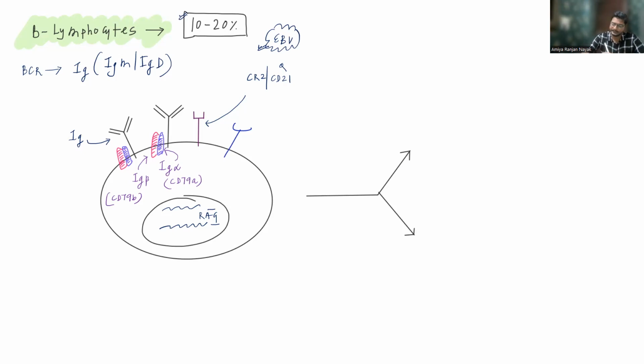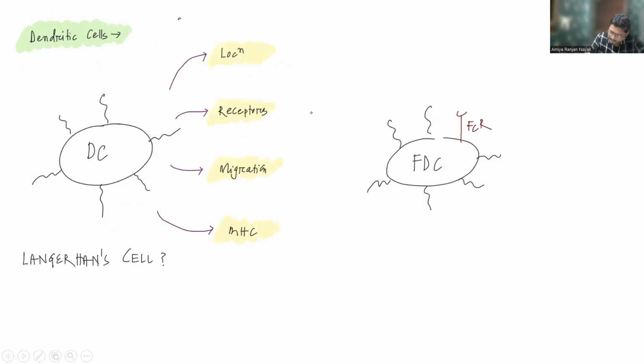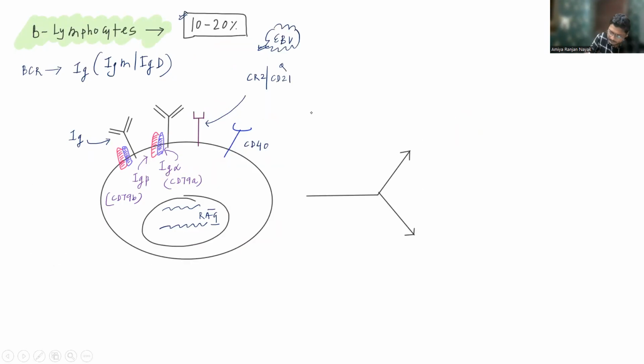And there is another co-receptor that is known as the CD40 receptor. So this is the CD40 receptor. So what are the co-receptors? Co-receptors include one complement receptor, which is known as CR2 or CD21. Another co-receptor is CD40.